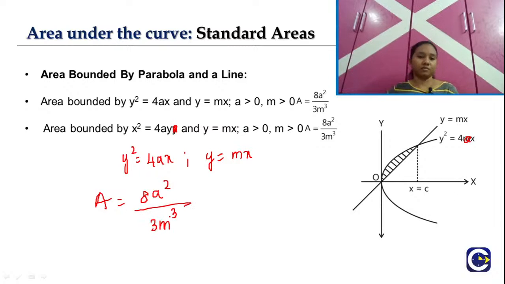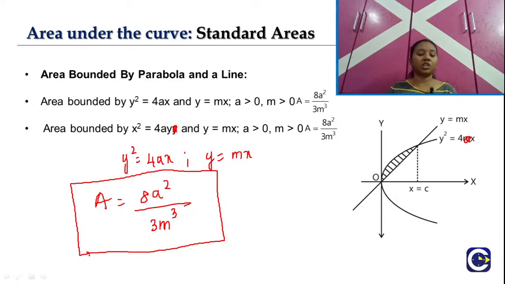3m cube. Right, if it is 4by, then whatever the b value is, you can use it. Here, instead of changing it to b, I have written it in terms of a only, so that the formula remains the same. So what is the area bounded between the parabola and a line? The formula is 8a square by 3m cube, where a is the value from our parabola and m is the slope of the given line.